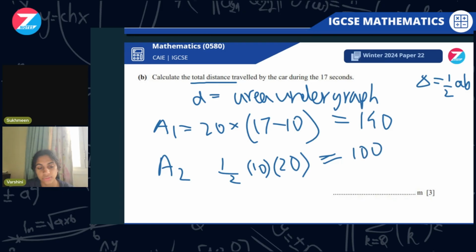So now all we've got to do is area 1 plus area 2. Remember, we want the total distance. So that's going to be 240. And that should be your final answer.